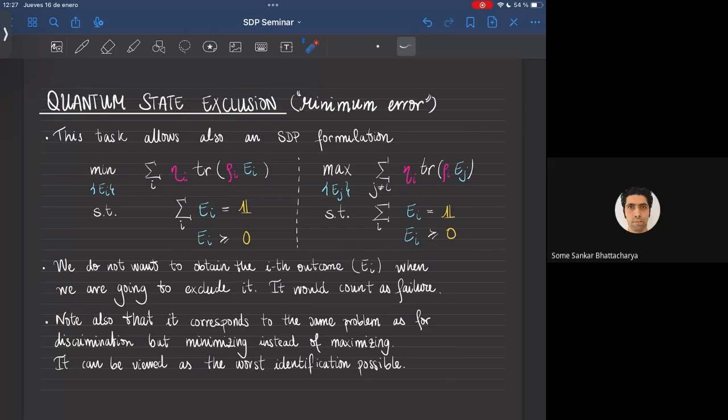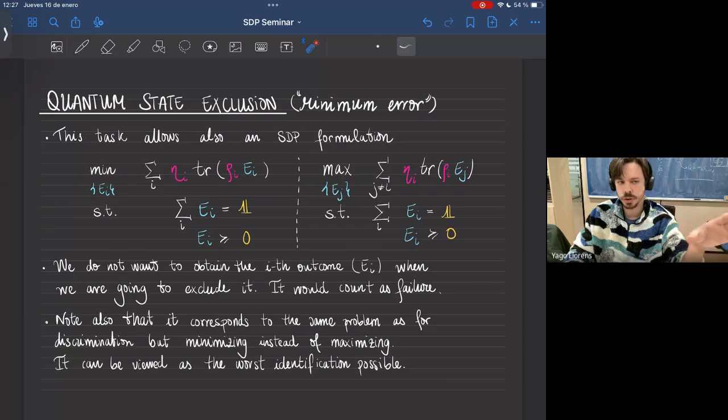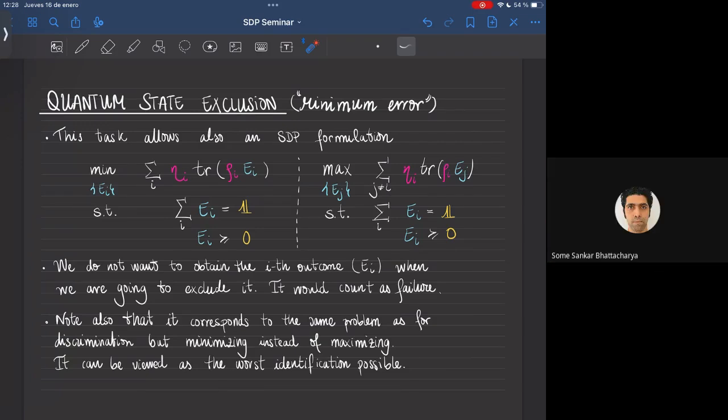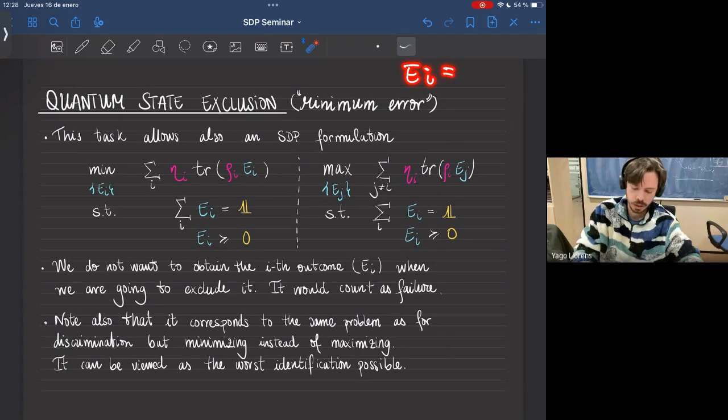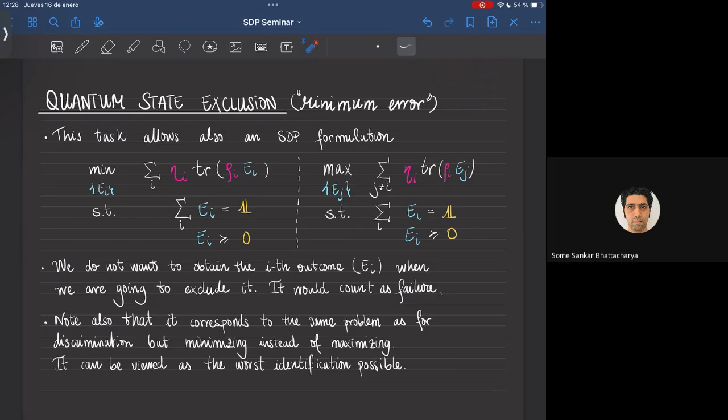So for every minimum error problem, it doesn't matter if it is straight discrimination or exclusion, you always have a solution which is pick random. Your success probability is greater than 1 over n, or the sum of the prior probabilities. And this is the choice of the element that a_i is equal to 1 over n. So this is the worst possible measurement, of course. And also, in the worst case, you have the same problem as discrimination.